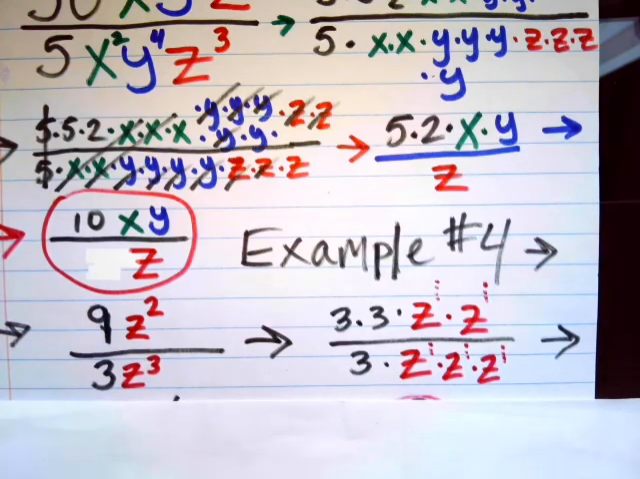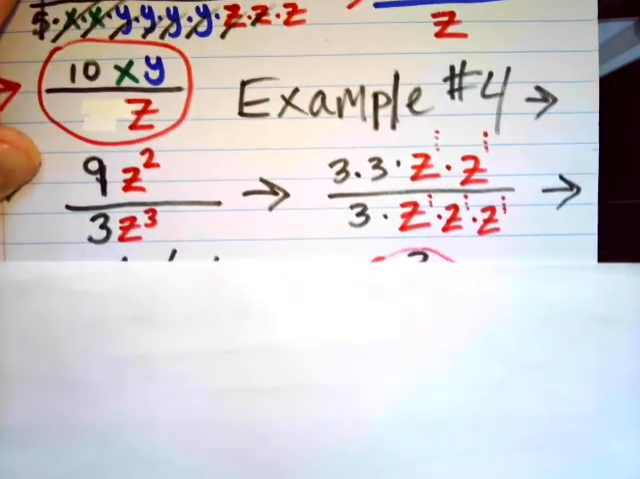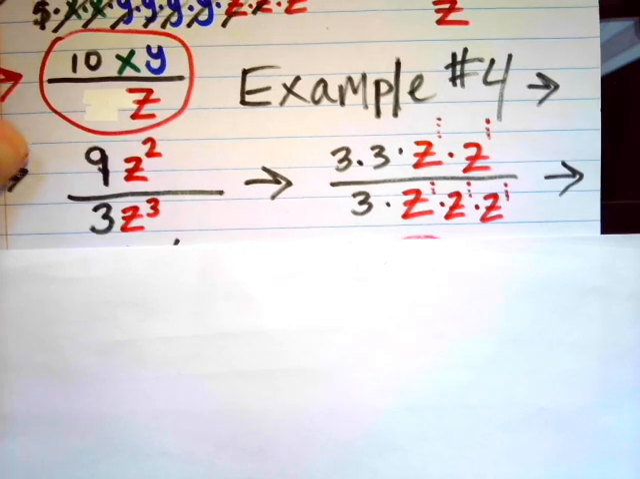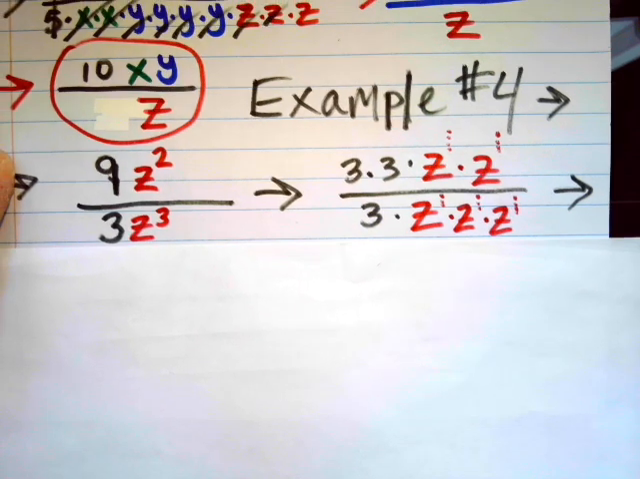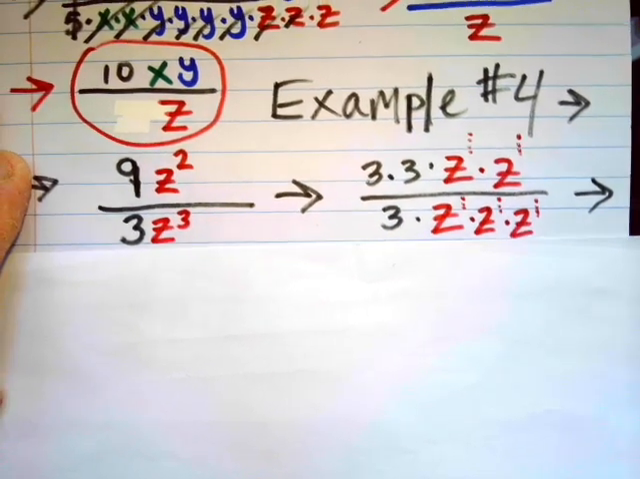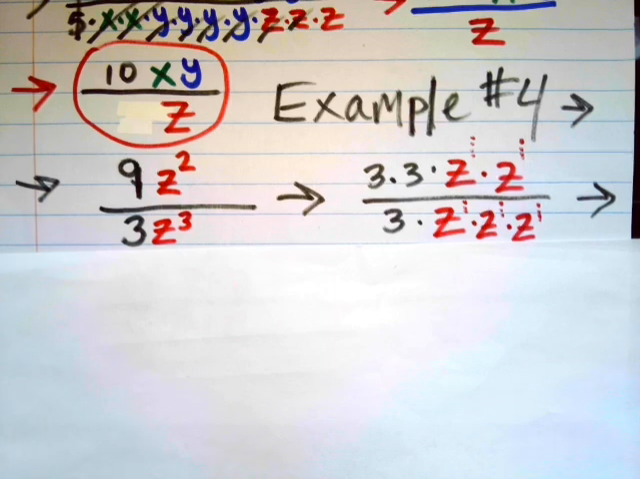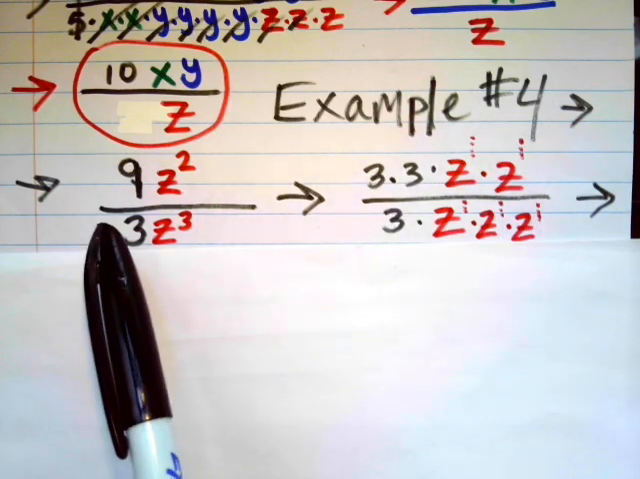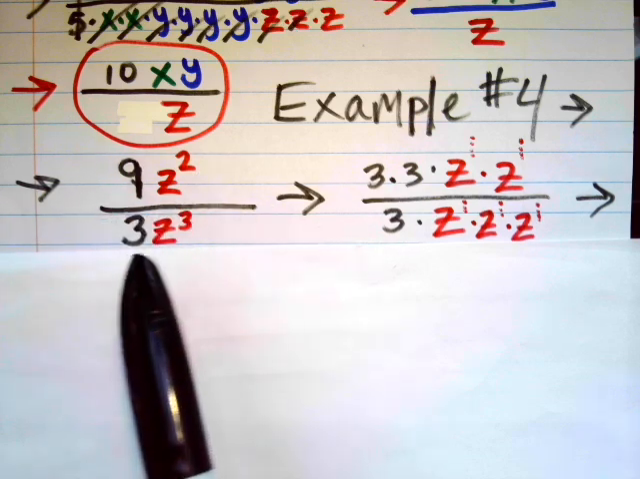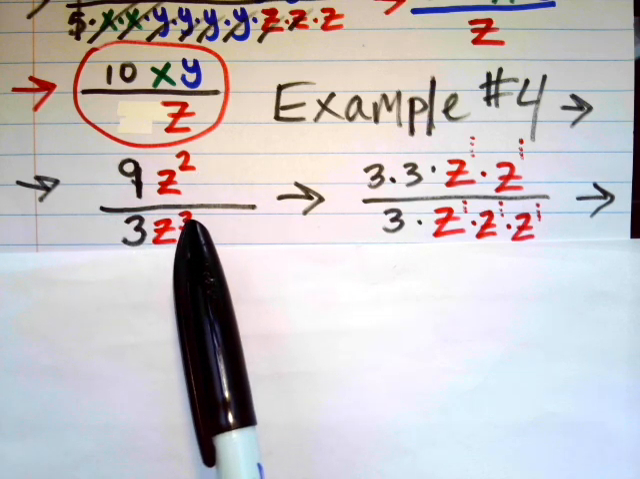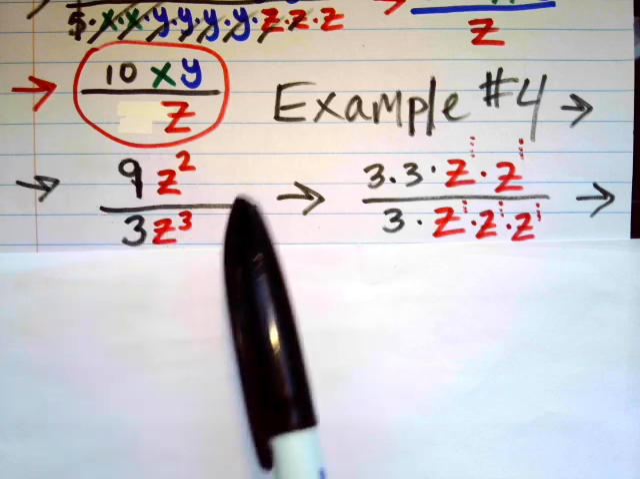And let's take a look at example number 4. I think I'll have one more follow-up video after this with a few more examples. Hopefully, if anybody's confused, this will help clarify what we've been doing. So, example number 4, we have 9 times z to the second power divided by 3 times z to the third power. Now again, I like expanded form.